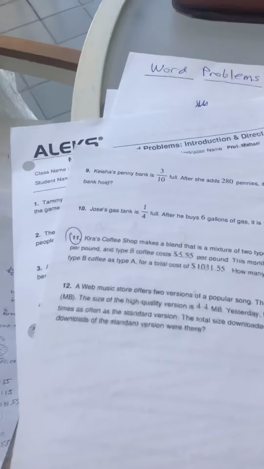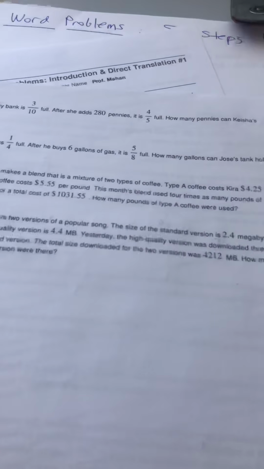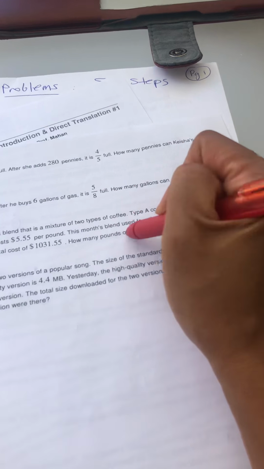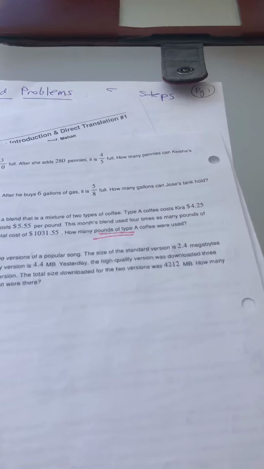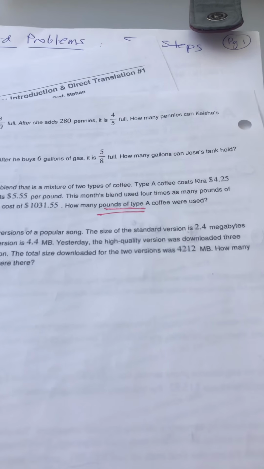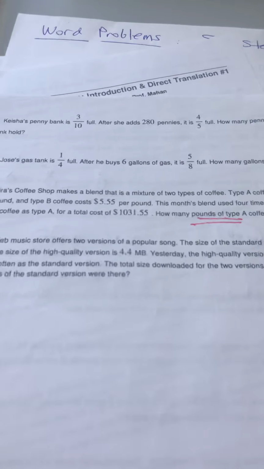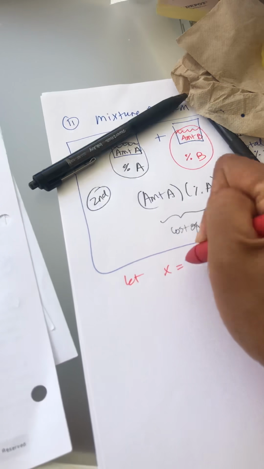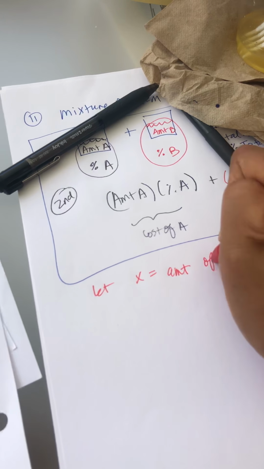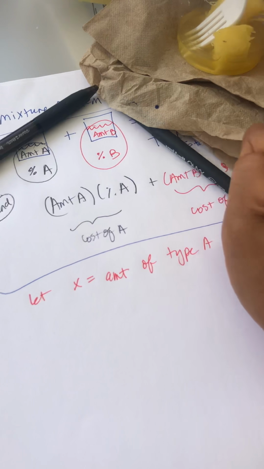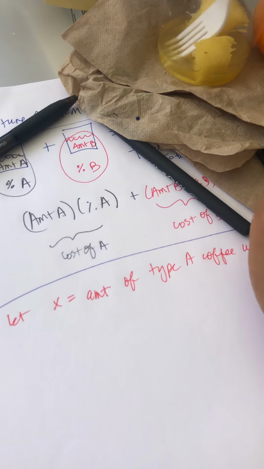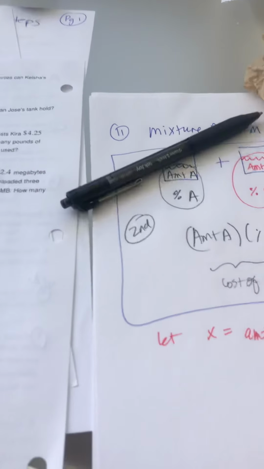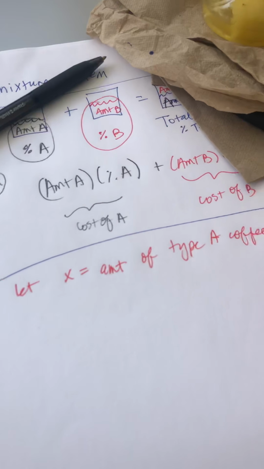So my unknown in this problem is how many pounds of type A coffee were used. So what's the amount of A? I'm going to call this X. I'm going to let X equal the amount of type A coffee used, because that's what they're asking. How many pounds of type A coffee are used? I don't know what type A coffee is, so I'm going to call it X.